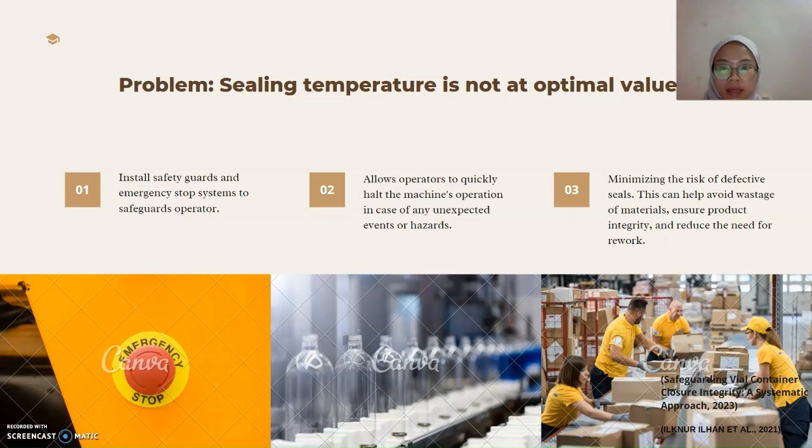By using this system, it can minimize the risk of defective seals. In addition to this physical guard and emergency stop system, safety features can also be installed in this sealing machine, such as overload protection. It can prevent the machine from operating if it is overloaded. Second, we can also install temperature monitoring features and fault detection. This can help avoid wastage of materials, ensure product integrity, and reduce the need for rework.